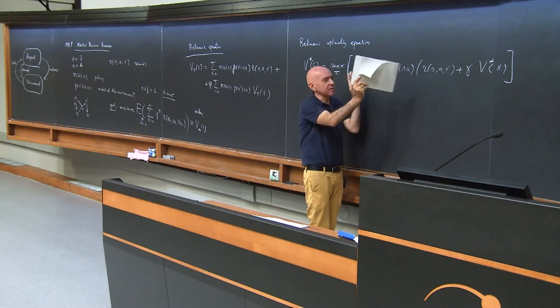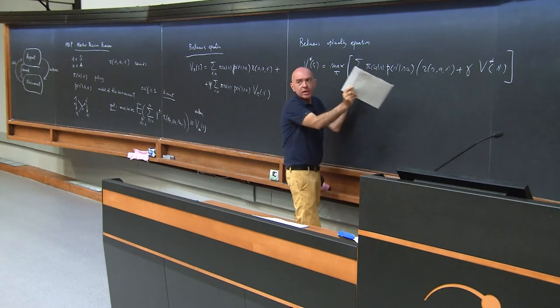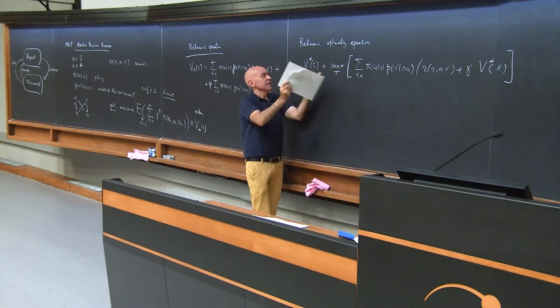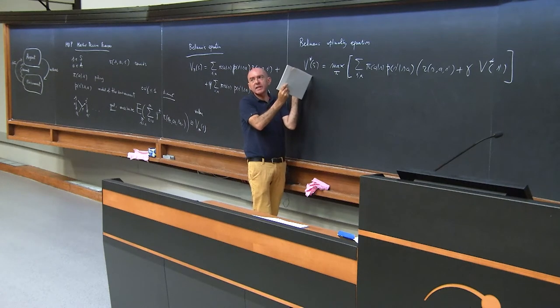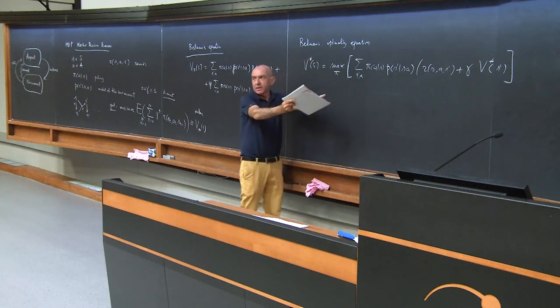This is something which you can do. If I give you a V, you will maximize the right-hand side somehow. And then, when you do that, taking the maximum, you have defined a new V. And you will plug that back in here, and so on and so forth.